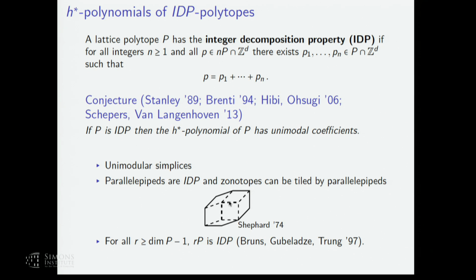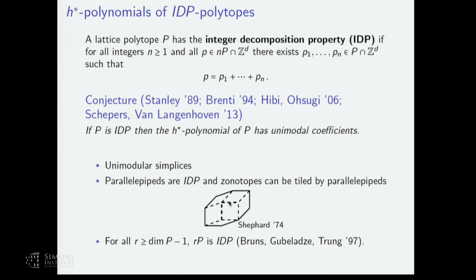So what is an IDP-polytope? Well, an IDP-polytope has the following property. For every integer n and every lattice point in the nth dilate of your polytope, there are n lattice points in the original polytope that, if you sum them up, you obtain this point.